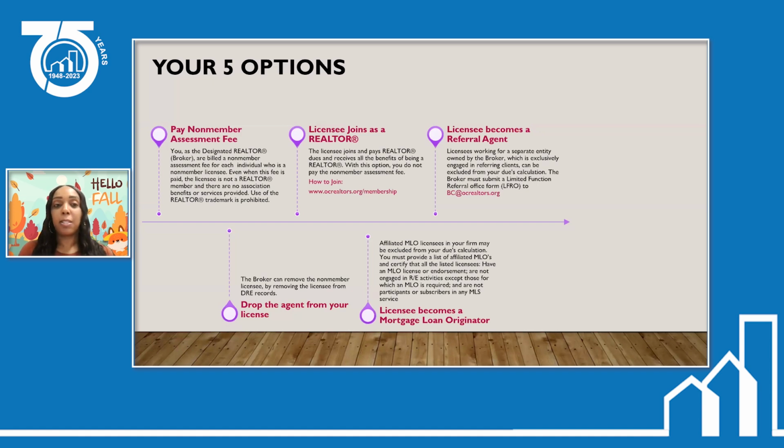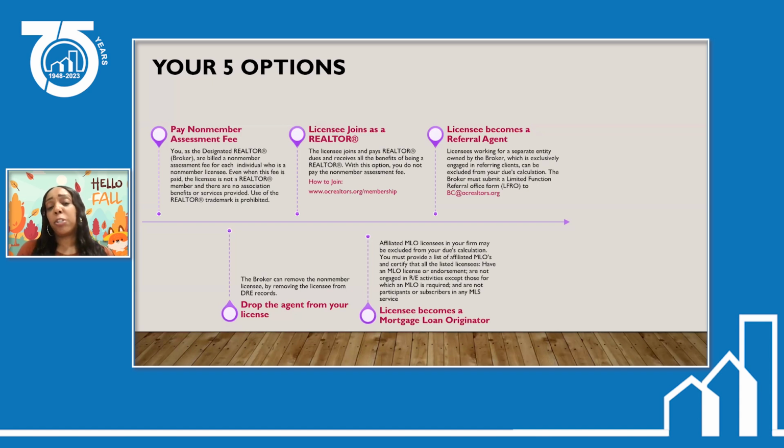So that leads me to the second option, which is joining as a realtor member. They don't have to join our association, but they do have to join an association within California to be compliant. Then you have another option. The third option is become a referral agent. This is one of the most popular choices that brokers choose to do.